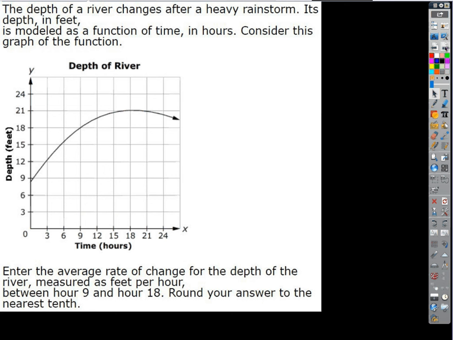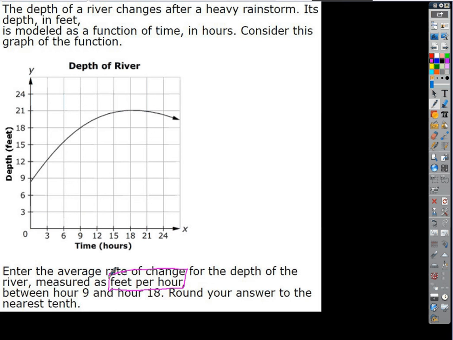Okay, the depth of a river changes after a heavy rainstorm. Its depth in feet is modeled as a function of time in hours. Consider the graph of the function. So that's just what the graph is telling us, isn't it? What's the y quantity on this one? Depth in feet. So y stands for the depth of the river in feet. What's the x quantity? Time in hours. Okay, so this is depth versus time. So it says enter the average rate of change for the depth of the river measured as feet per hour. So right, we're trying to measure this in terms of feet per hour between hour 9 and hour 18.